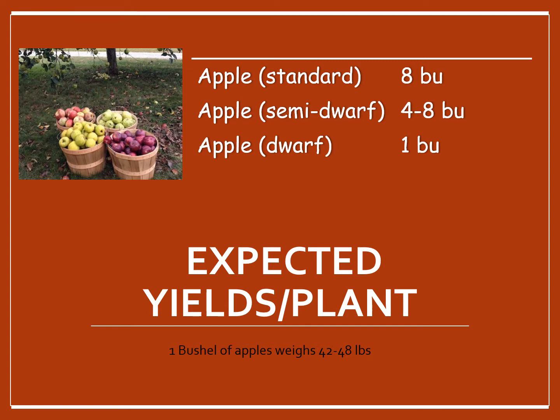As far as yields for apples, a standard size apple tree, which is quite large, you can get about 8 bushels of apples off of a standard tree. Semi-dwarf, 4 to 8, probably closer to that 4 or 5. And then we have our dwarf, which you can get about a bushel off a dwarf tree. So a dwarf tree is very small when you think about that, but it's still a lot of apples off of one little tree. As far as what apples weigh, a bushel of apples weighs 42 to 48 pounds. So you're looking at a standard apple, you can get almost 200 pounds of apples off that one tree.